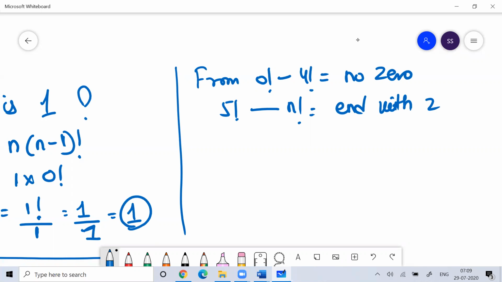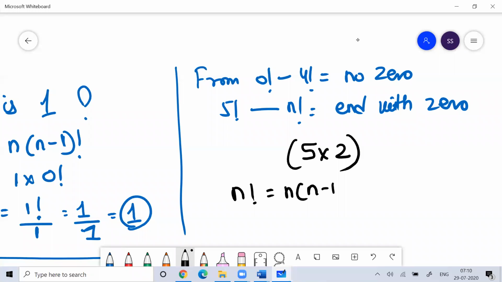The reason for this is that you get a 0 whenever 5 is multiplied with 2. And you know that whenever you write n factorial, every alternate number will be an even number. So there will be an abundance of 2s.